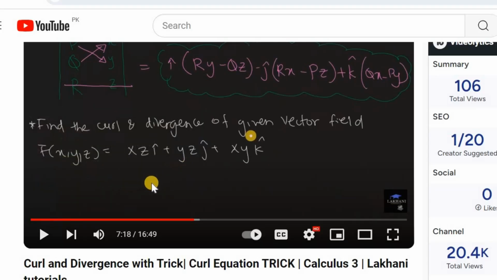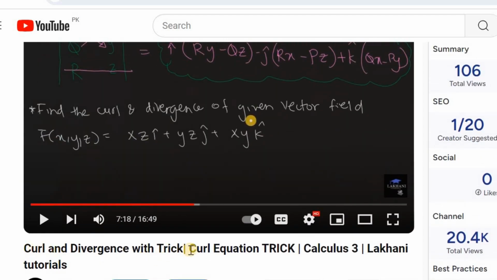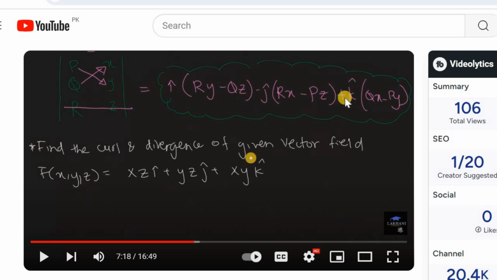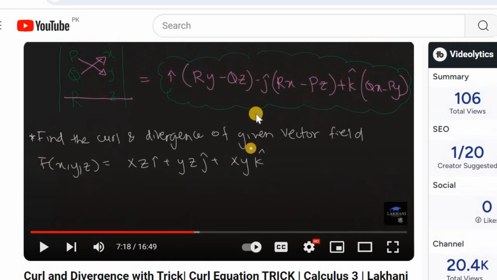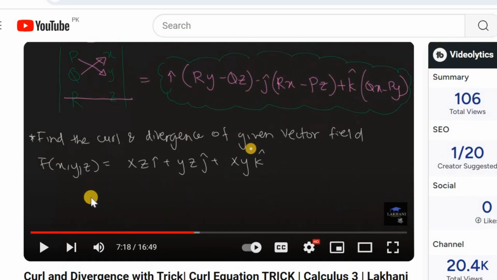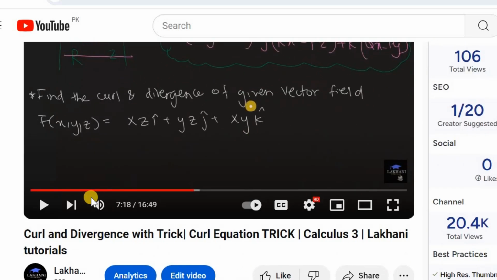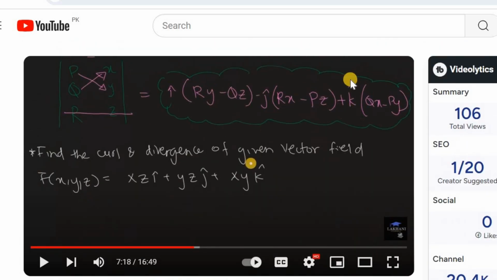Okay, so if you go over my channel, you can find a video on curl and divergence with a trick. Here I showed you guys the curl equation. This is how you calculate the curl, and you need to memorize this equation, or if it's really hard for you to memorize it, then I have provided a trick for you guys to memorize it. So do watch this video to know that trick. Okay, so let's go ahead and move to our problem. I'm not going to be showing the trick in here. You'll actually have to visit this video. The link to this video will be shown here at the I button. So do click the I button and watch this video for the trick.